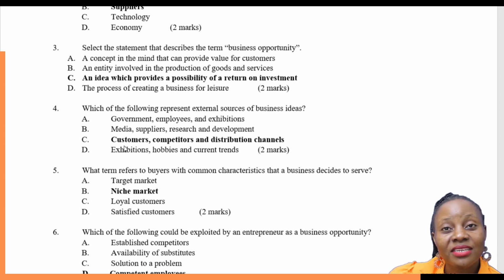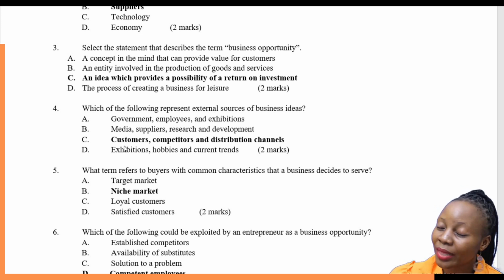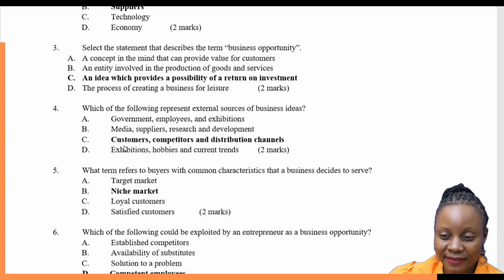And also we have distribution channels. In other words, distributors. The distributors are the people who help you to avail the products to the customers in the marketplace. Such people can also give you ideas on business. So those are some of the external sources of business ideas.